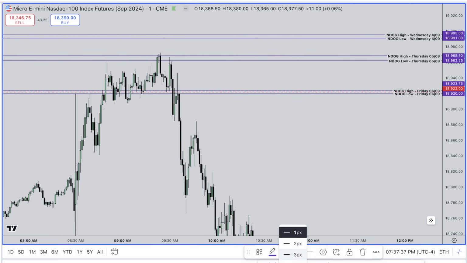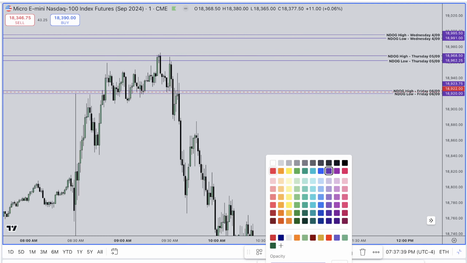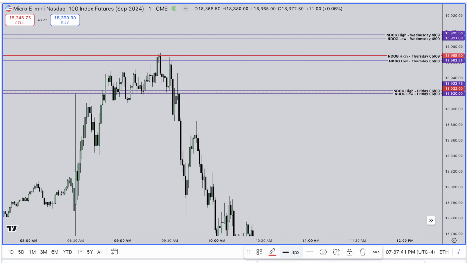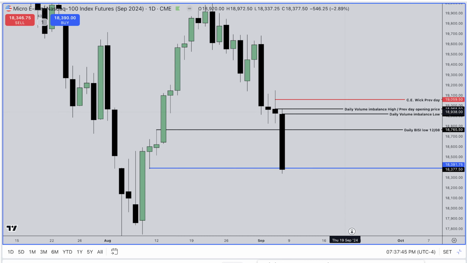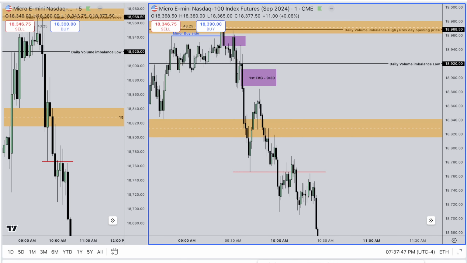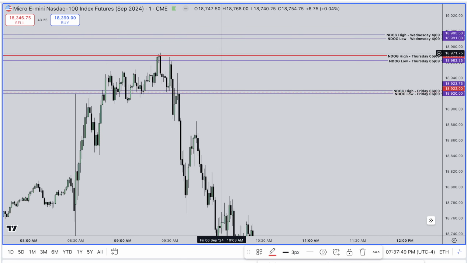I'll make it thicker, I'll make it red. This one is at the same price point as the previous day opening price, so that's a high point of resistance. I'm going to change that back for a minute before I forget.